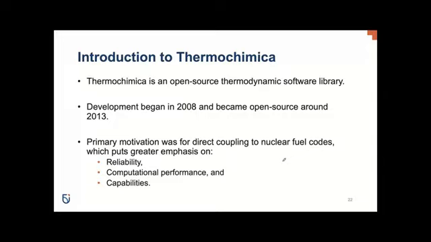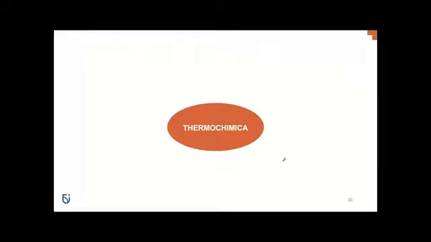We've expanded the capabilities over the years, where initially the software was aimed at relatively simple regular solution models of a single sublattice, and have since expanded it to include the compound energy formalism with multiple sublattices, the ionic liquid model, the modified quasi-chemical model, etc.